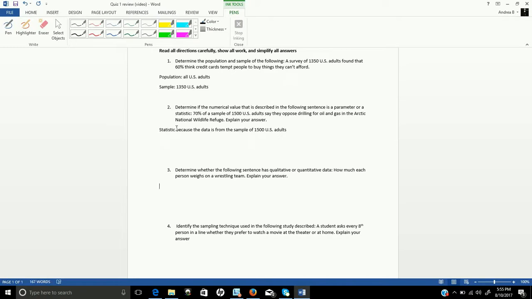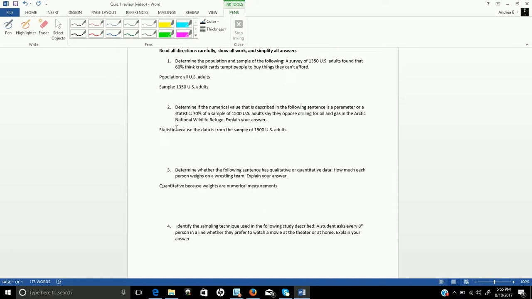For number 3, this type you're going to have to determine if you're dealing with qualitative or quantitative data. So remember, qualitative has some sort of characteristics, so maybe like hair color or eye color, something that does not have any type of numerical significance. And quantitative is the opposite. You have some sort of numerical measurement that you're dealing with. So here we have how much each person weighs on a wrestling team. So this would be quantitative. One way you could explain it is because weights are numerical measurements.